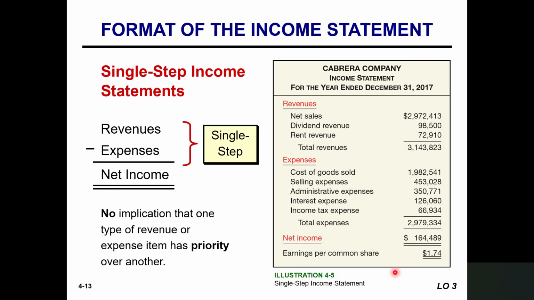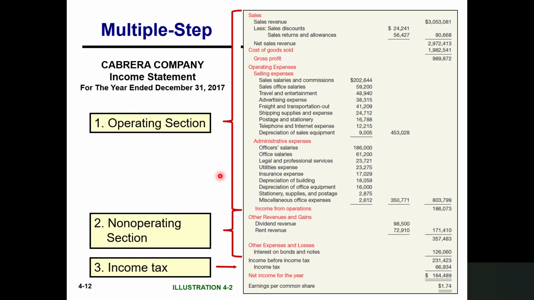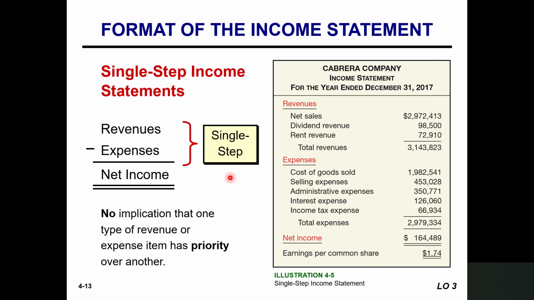In a single-step statement, you'll have revenue less your expenses, which will give you your net income. This is considered a single-step income statement, while the previous one is a multi-step where you have these different components. In a single step, there's no implication that one type of revenue or expense item has priority over the other. All your revenues are listed together, all your expenses are listed, and then you have net income and your earnings per common share. Notice under expenses, you have your income taxes included in your expense component in a single step.